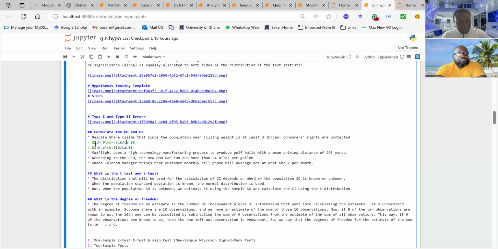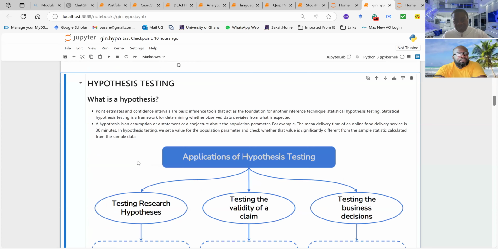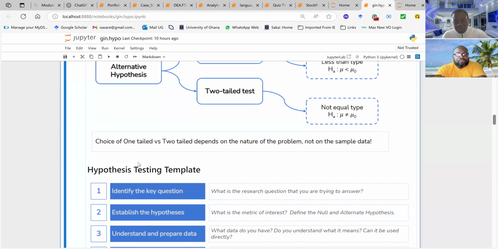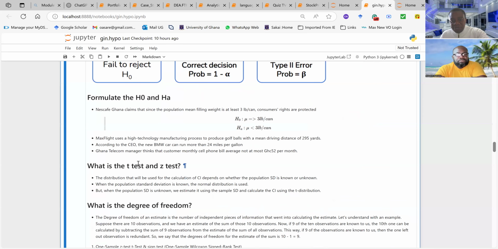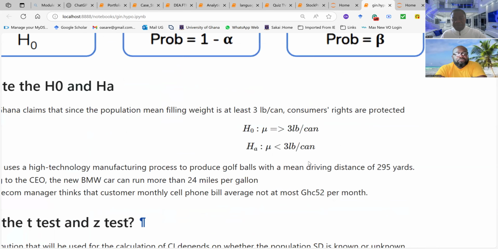The colon should be after, not before. So H naught colon, and then HA colon. You should be doing the same thing. Remember that we're writing the mu. So let me space this a bit, then write the mu and run it. So this becomes your null hypothesis. You can see that it's been written nicely in a mathematical fashion.